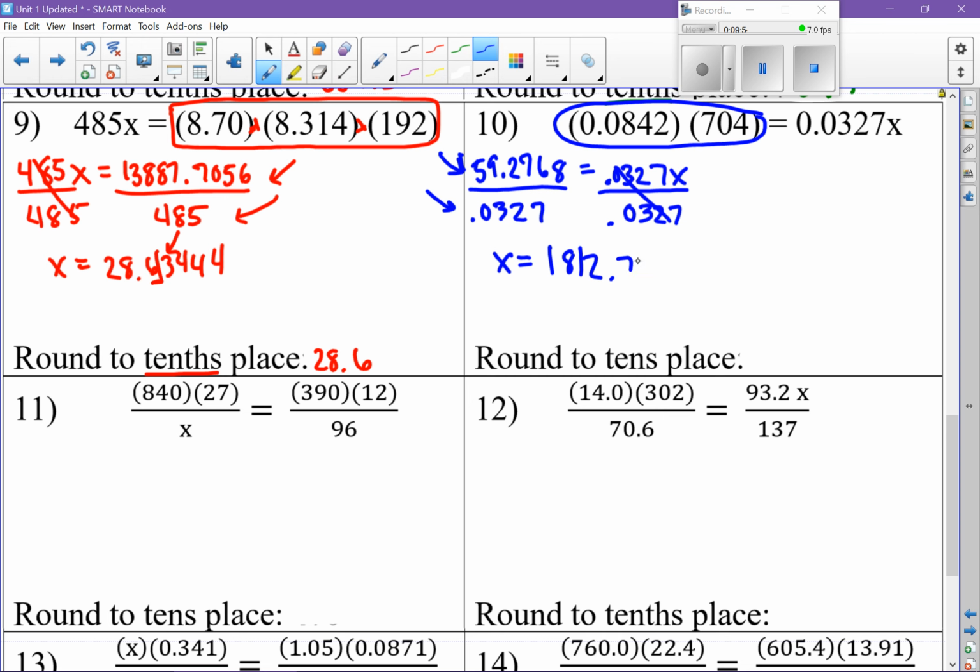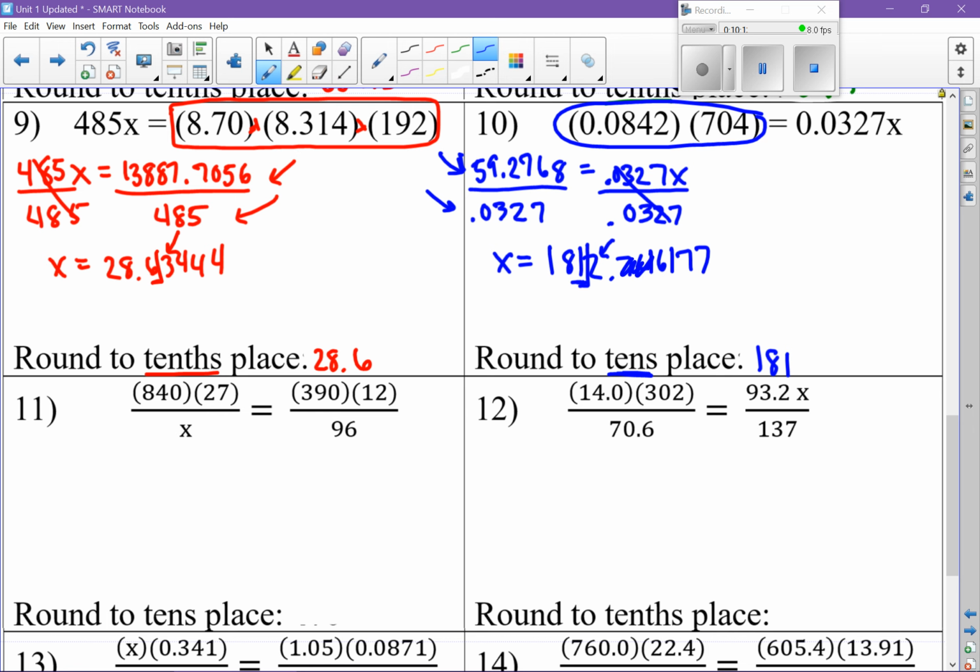1812.746177. This is a hard one to round. The tens place is right here at this 1. I'm going to keep the 18 in front. I have a 2 directly afterwards. That means do not round up, so the 1 will stay.